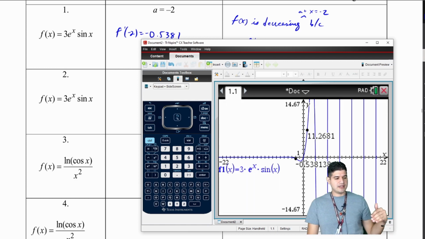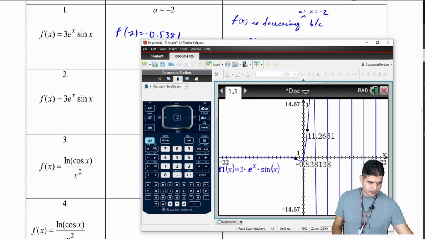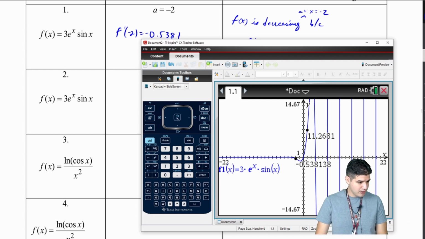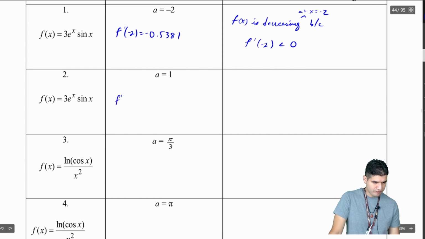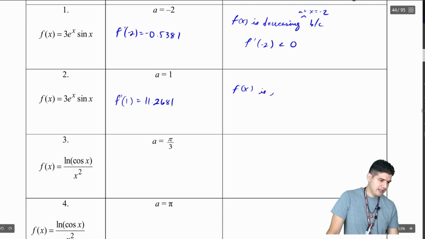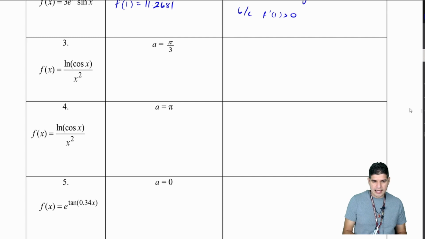11.2681. You saw that it also extended the other one that we got at -2. That's totally fine, but that's just extra stuff. So 11.2681. So we can write that down, that f prime of 1 is equal to positive 11.2681. And so what can we say? Well, since it's positive, f of x is increasing at x equals 1 because f prime of 1 is greater than 0. It's positive. All right, so now we're going to be looking at a different function.